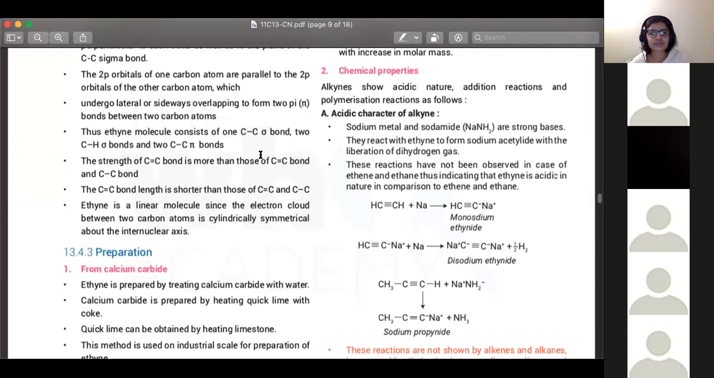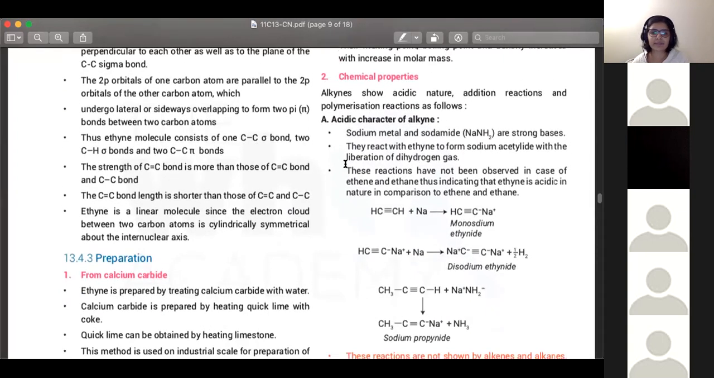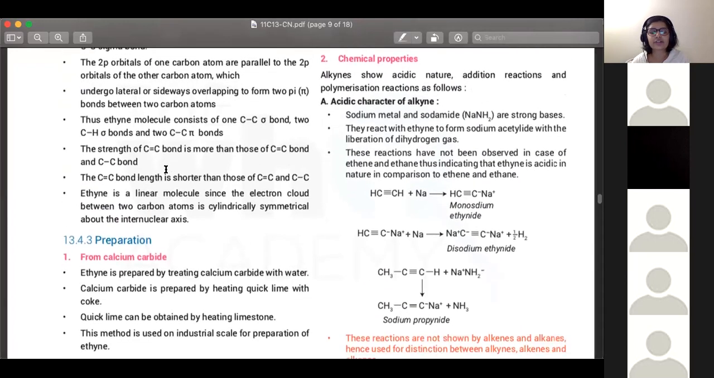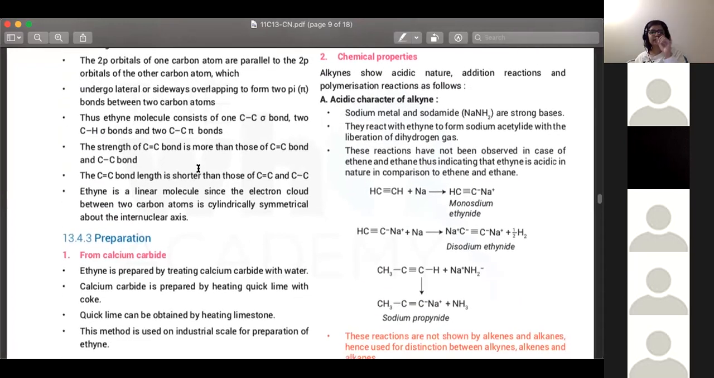Structure of the triple bond: the first overlap is a sigma overlap, and you have 2 other pi overlaps. All right. So preparation of alkynes is pretty easy. You just have one new type of preparation, which is the industrial preparation.